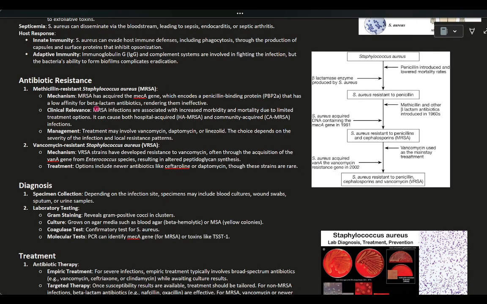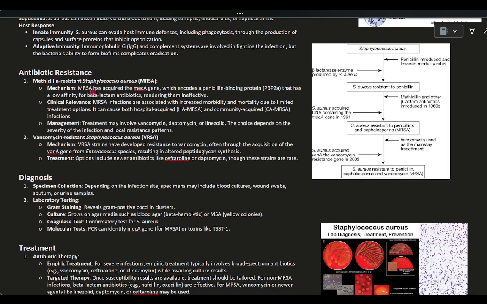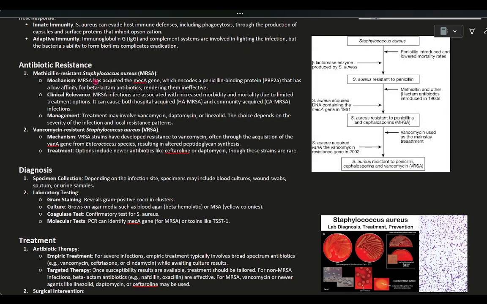When we have used a lot of antibiotics, the bacteria has developed several forms of resistance that we need to be aware of. First, we have the methicillin-resistant Staphylococcus aureus, also known as MRSA. This form of resistance involves acquiring the mecA gene, which encodes penicillin-binding protein 2A. This has a low affinity for beta-lactam antibiotics, thereby rendering them ineffective.